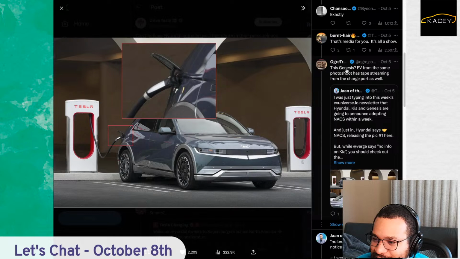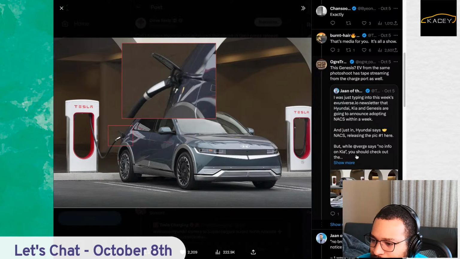Let's see. The Genesis AV from the same photo shoot has the tape streaming from the charge port as well. I was just typing this into this week's EV Universe letter. It makes good newsletter too. Hyundai and Genesis are going to announce.